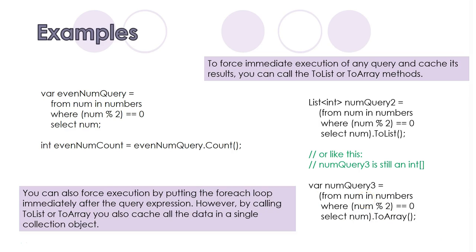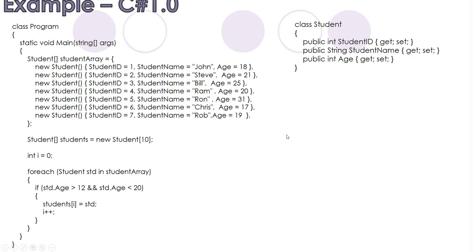You can force execution by putting a foreach loop immediately after the query expression. However, by calling toList or toArray, you can cache all the data in a single collection object. So that's why it is preferable. Now, at the moment, we are at C# 3.0. In C# 1.0, what used to happen is that we had a class with these attributes, and we can have these data.